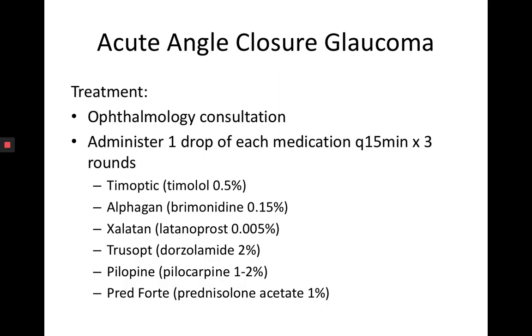And treatment really involves emergent ophthalmology consultation and frequent eye drops. So patients who present with concern for acute angle closure glaucoma should get emergent consultation in the ED. And then it's important to start a number of medicines, including a topical beta blocker such as Timoptic, an alpha-2 agonist such as brimonidine, a topical prostaglandin such as latanoprost, as well as a number of other medications.